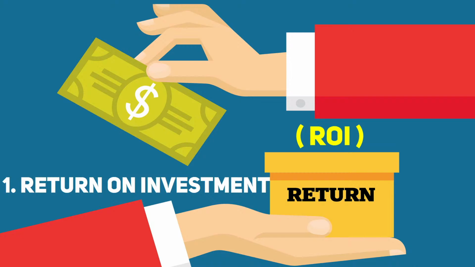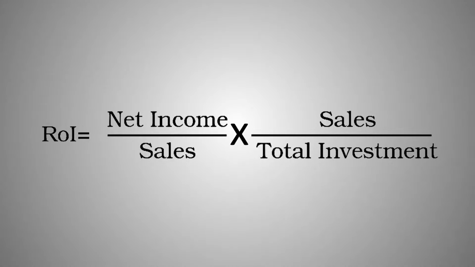Return on investment is also called ROI. It's a useful technique which helps to measure whether invested capital has been used efficiently for generating a sufficient amount of return or not. ROI is used to measure overall performance of the organization, or it can also help to analyze individual departments or divisions. It can be calculated by using this formula: ROI is equal to net income divided by sales, into sales divided by total investment.